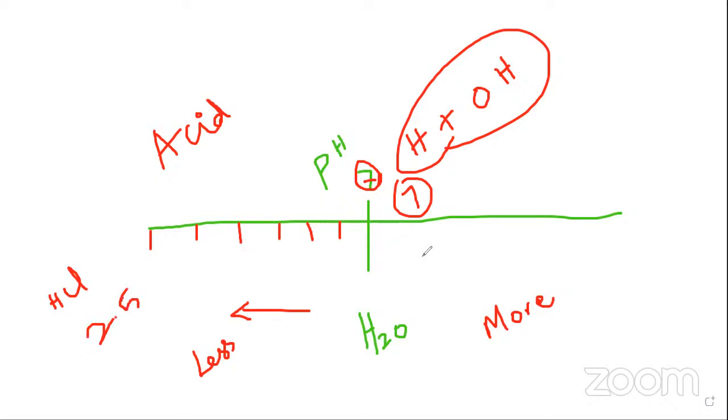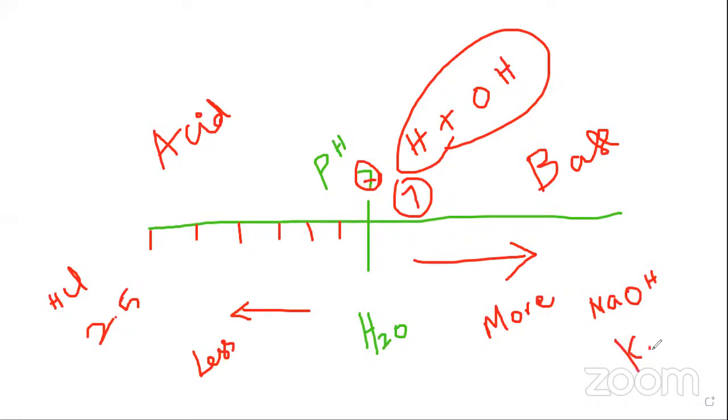Suppose if it is more, that is called base. See that one? This is base. Base means, take examples, sodium hydroxide and potassium hydroxide. These have more than 7 pH. So HCl, H2SO4, HNO3, these are all of acid nature. Don't forget, my dear student, this is very, very important.